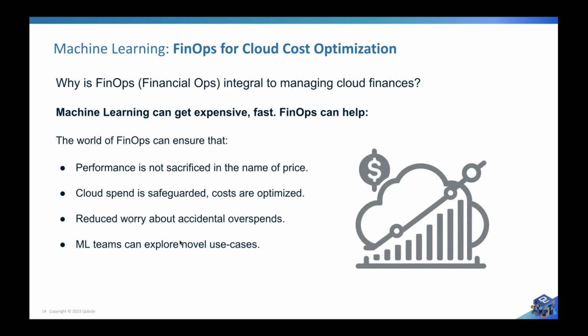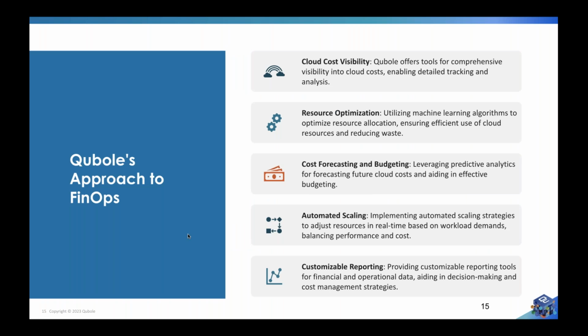You might run algorithms and forget to switch them off, and various other things. I'm just giving you a few examples, but there might be accidental overspends. So FinOps is all about having control over those. At the same time, while controlling the cost, you want the machine learning engineers or data scientists to explore the unknowns, and that can only be done if you have proper controls over the finances. Now, what is Qubole's approach towards FinOps?